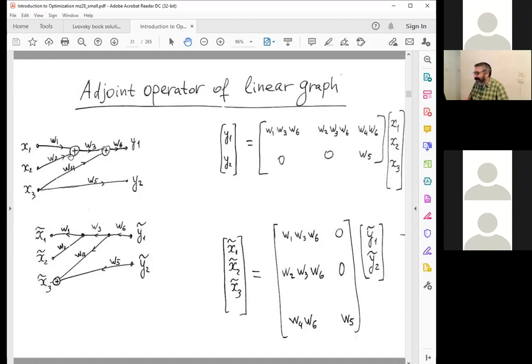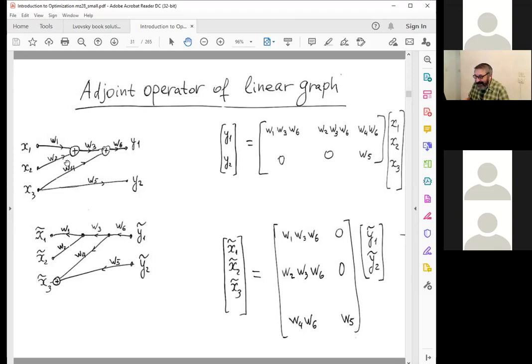Let's go step by step. So if I have a linear graph, yes? If two branches come together in forward pass, what can be here? Here can be only plus, yes? Yes.